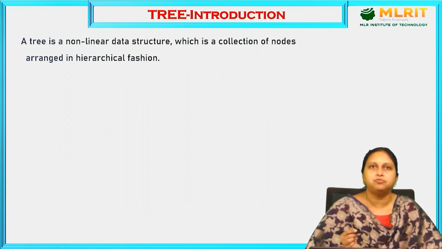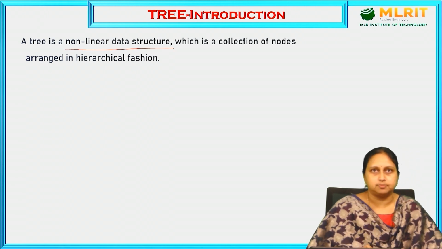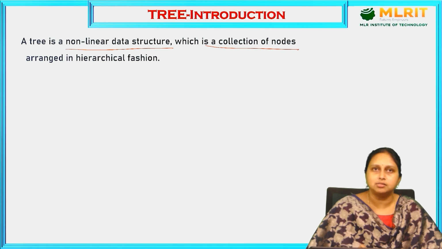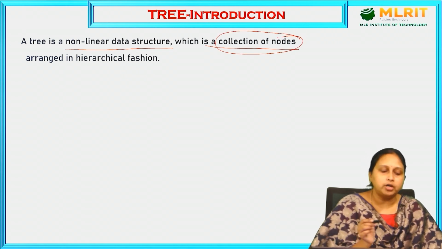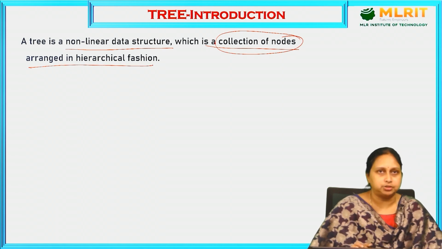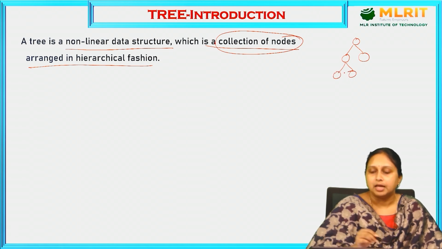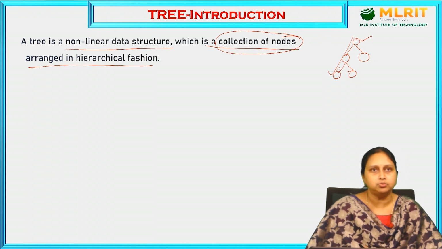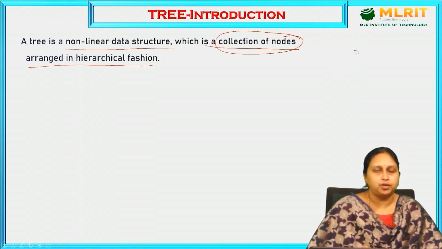Let us go for what a tree is. How are we going to define a tree? A tree is a non-linear data structure, which is a collection of nodes. Mainly a tree consists of a collection of nodes, and they are arranged in a hierarchical fashion. Hierarchy means like this way. You are going to represent the tree like this, and these are nothing but the nodes, and this is the hierarchy where we are going to represent. This is the definition of a tree.